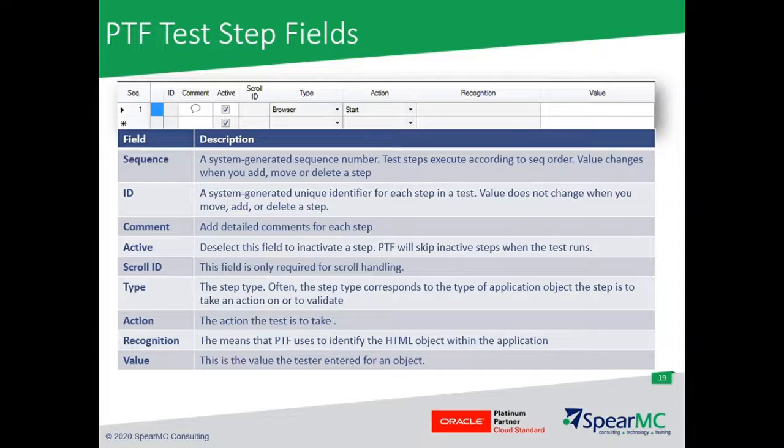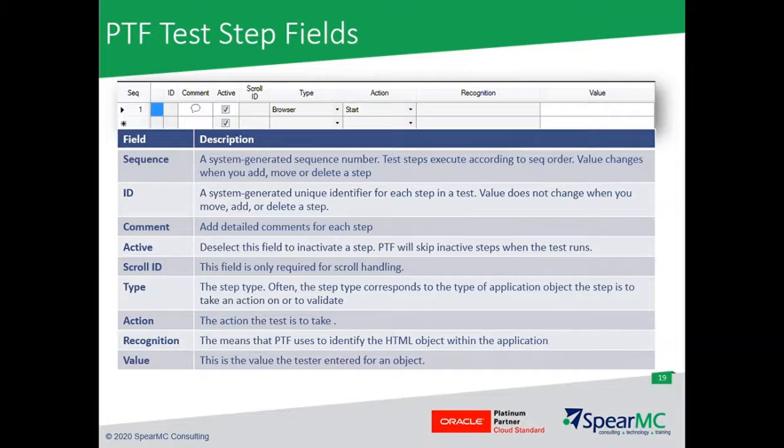Next, we have the scroll ID. This field is required for scroll handling, which we'll cover later on. Next, we have type, which is the step type. Often the step type corresponds to the type of application object the step is to take an action on or to validate, such as text, checkbox, browser, and so on.